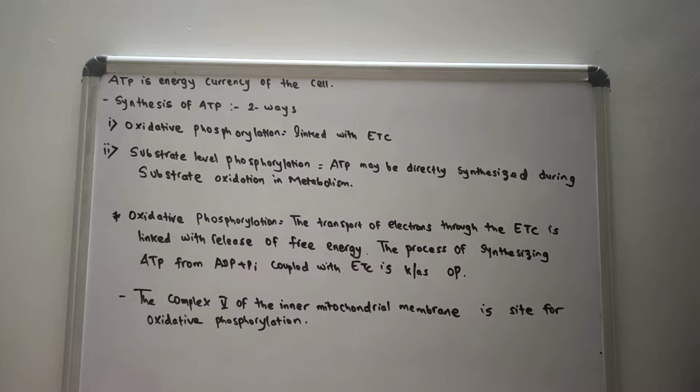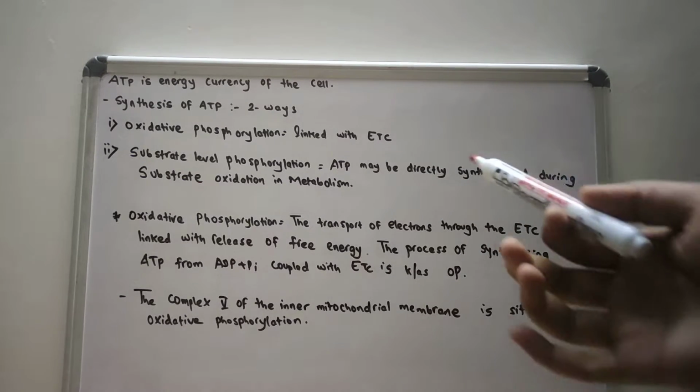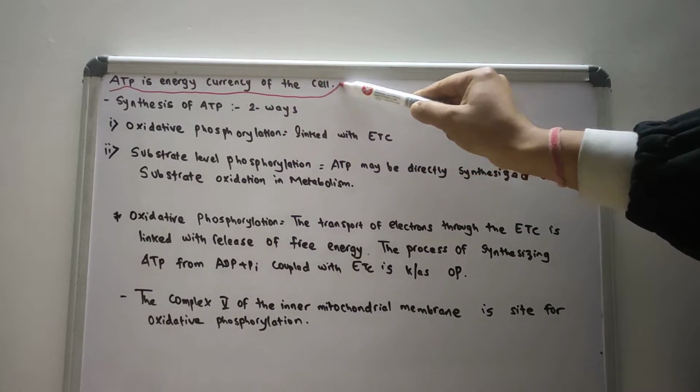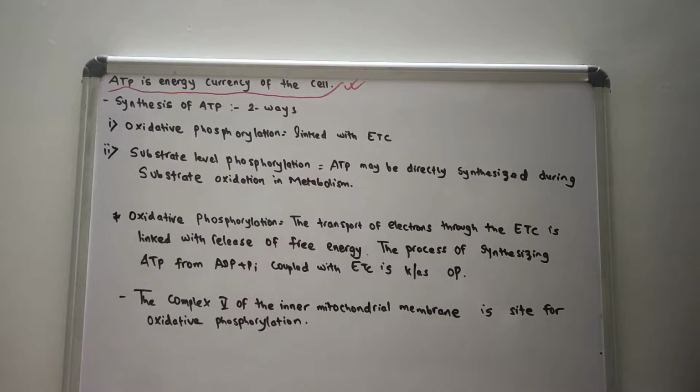Hello everyone. In this special video, I am going to tell you how ATP is generated in the cell. As we all know, ATP is the energy currency of the cell. Whenever I tell you that the final product of any carbohydrate or any other substrate is ATP, that is the generation of energy, and the energy is the ATP. So ATP is the energy currency of the cell.